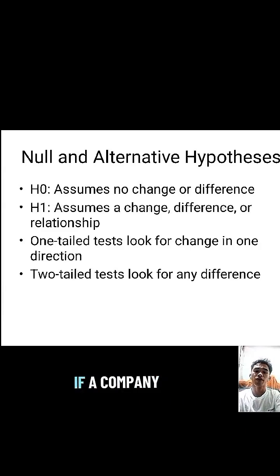For example, if a company wants to know whether a new product design increases the sales, the null will state that there is no increased sales, while the alternative is the new product design increased sales. The alternative can be one-tailed or two-tailed depending on the direction of the expected effect. The null hypothesis is usually the starting assumption because it assumes that nothing has changed.